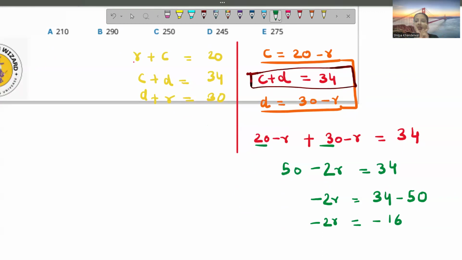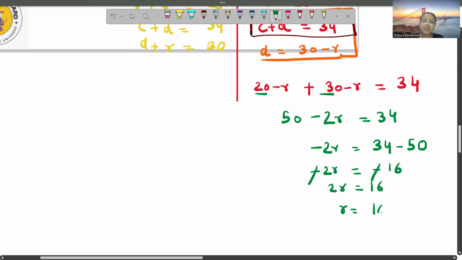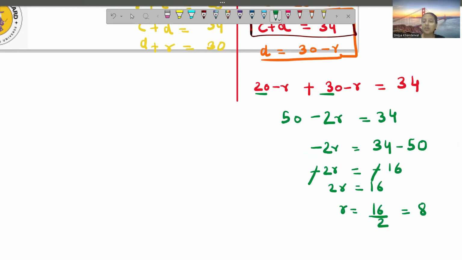Now, when we have the negative sign on both sides and they are like single terms, you can basically cancel. So I can cancel the minus, and you will be left with 2R equals 16. And from here, you can calculate the R value, which is 16 divided by 2, which is 8, right? So you have already got the weight of the rabbit, which is 8 kg.